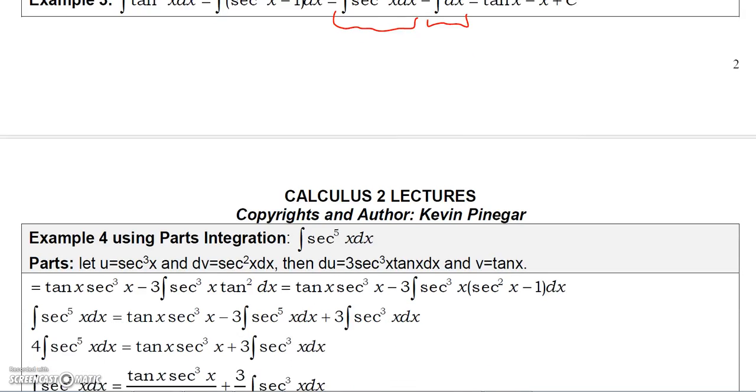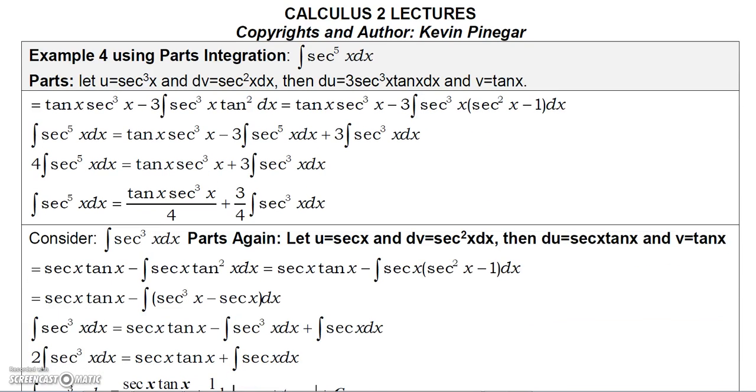Now the next one is fairly extensive, so buckle your seatbelt on this one.